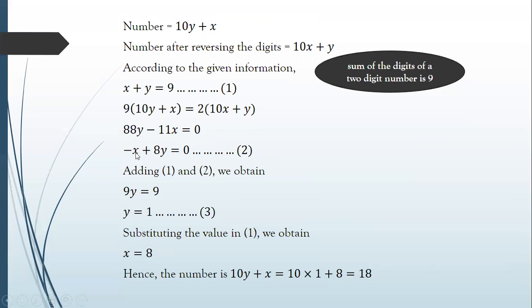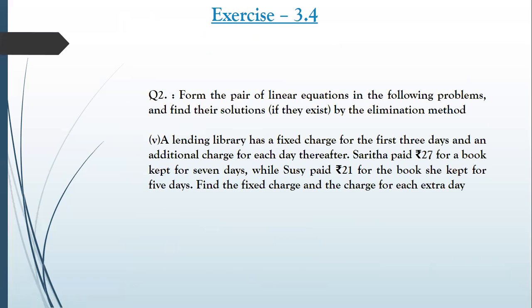Now adding these two, why are we adding? Because x and minus x will get cancelled if we add. So 9y equal to 9, y is 1. Substituting this back again in equation 1, we get x as 8. So the number will be 10y plus x. Don't leave it as x and y in these kind of questions. 10y plus x, that is 10 into 1 plus 8 will be 18, which is the required number.